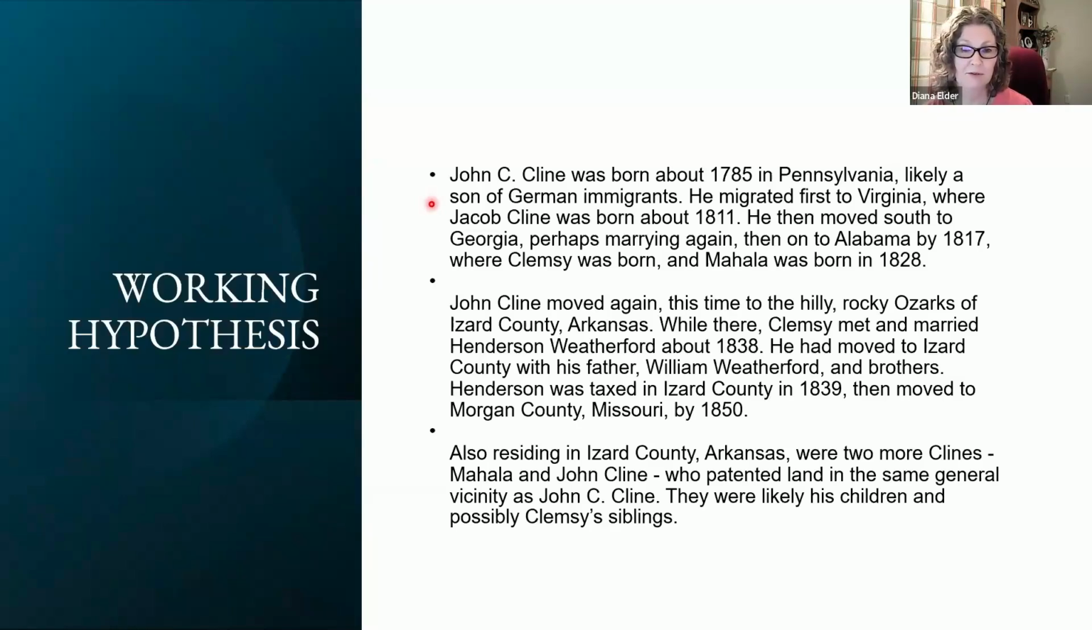He migrated first to Virginia, where Jacob Klein was born about 1811. This is another FAN that I haven't talked about that I had also explored in phase 1. He then moved south to Georgia, perhaps marrying again, then on to Alabama by 1817, where Clemsy was born and Mahala was born in 1828.